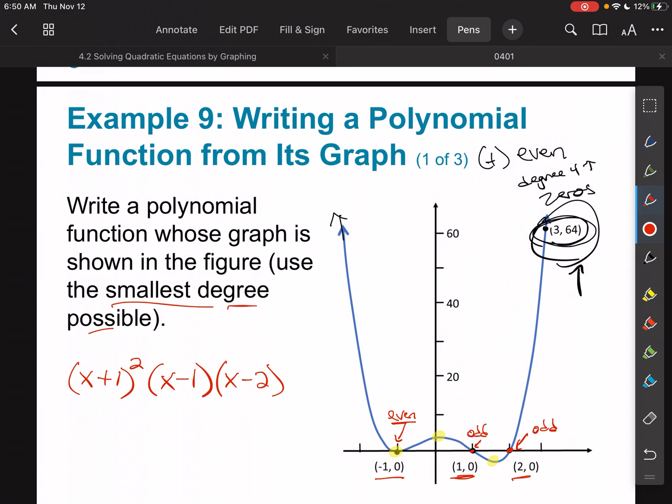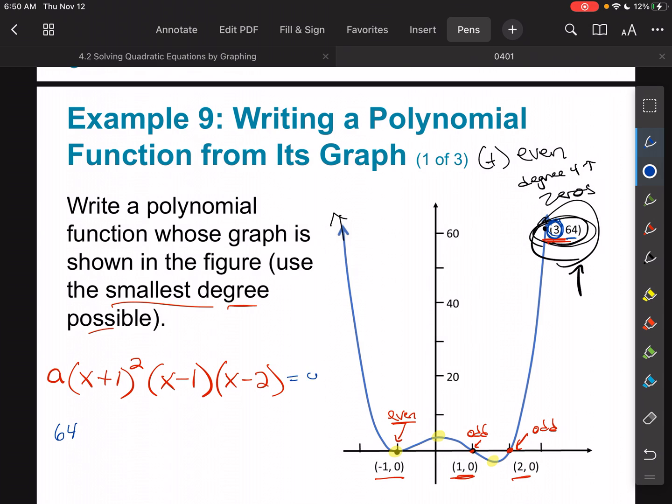If I didn't know anything else and I didn't know the point 3 comma 64, I could just leave it like this, and then I could FOIL this out if they want the polynomial. It depends on what form they want it in. This is what it would be in factored form. But we have to make sure that it goes through 3. To modify this, I can just put an a out in front of this and solve for the a. How do I solve for a? That's a good question. Well, I know that my x value has to be 3, and if I get a 3, it has to equal 64.